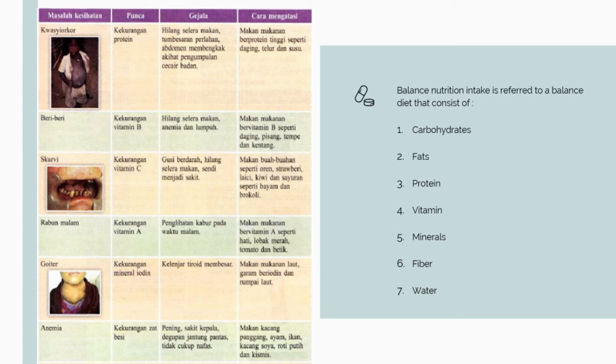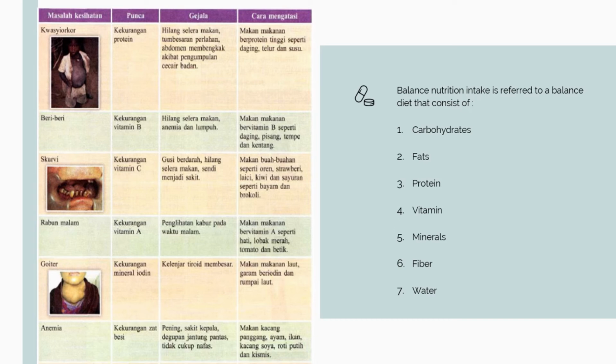Nutrition intake refers to a balanced diet that consists of these 7 classes of food stated in the slide, such as carbohydrate, fats, protein, vitamin, mineral, fiber, and also water. If you are lacking or getting too much of these 7 classes of food, the person will be considered malnourished. Okay, so let's take a look at the table in the slide. The table shows a few examples of health problems caused by malnutrition, such as kwashiorkor, beriberi, scurvy, night blindness, goiter, and also anemia.